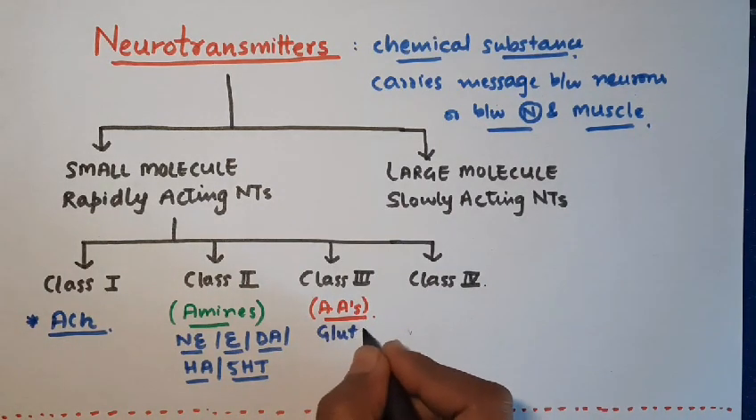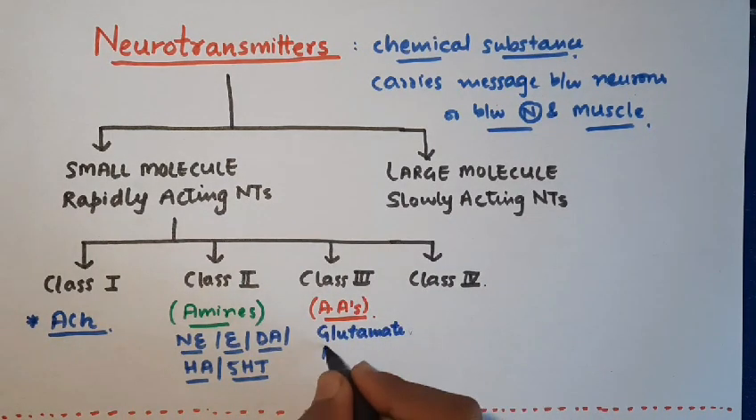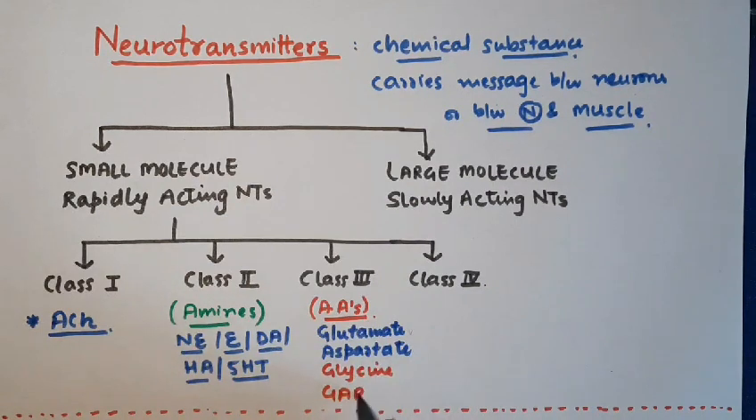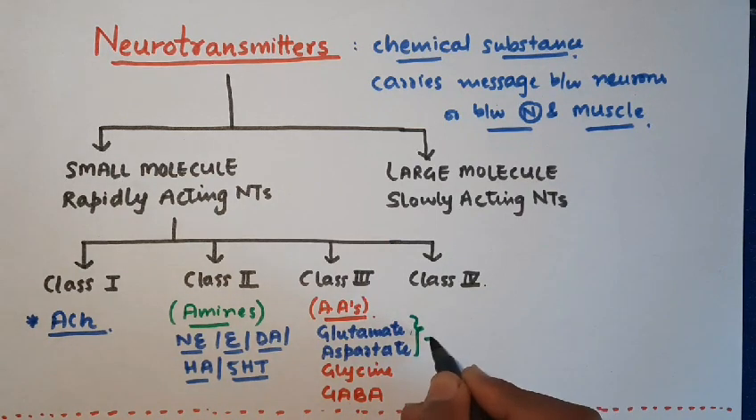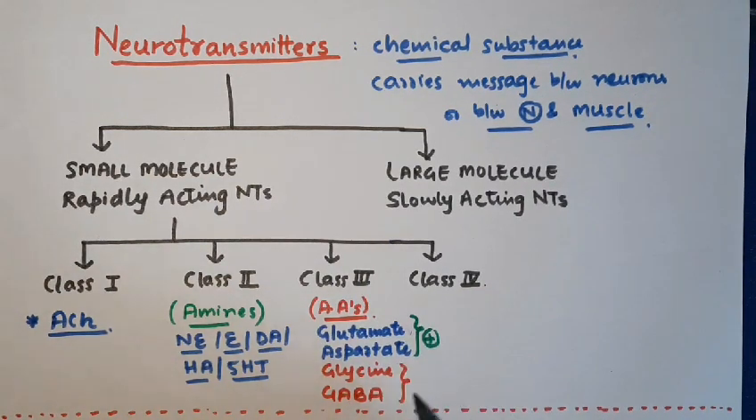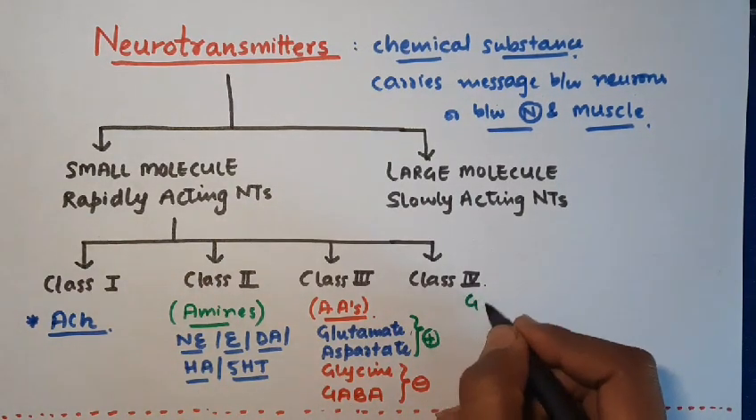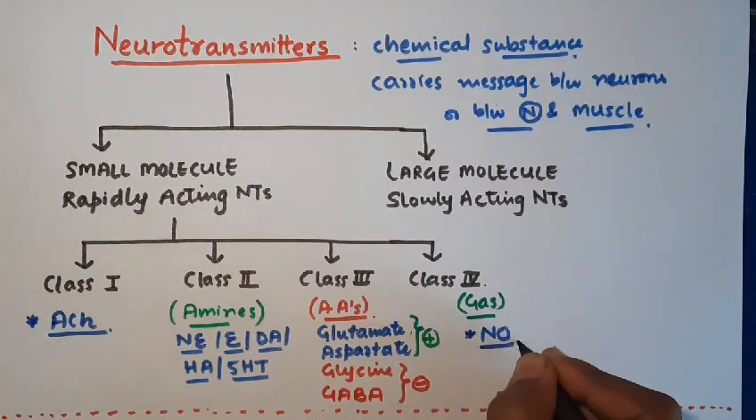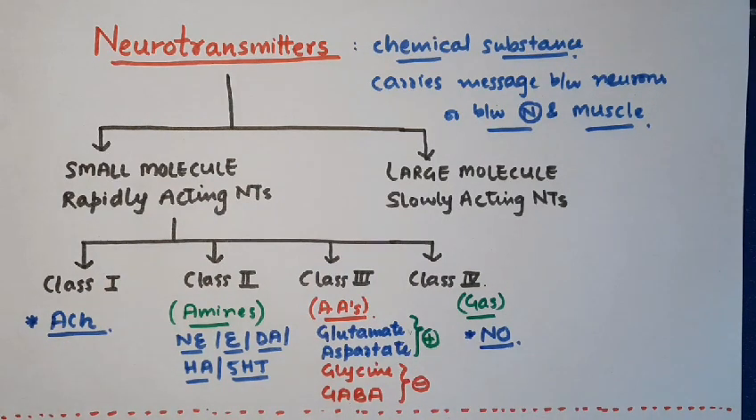These amino acids include glutamate, aspartate, glycine, and GABA. The reason why I'm using a different colored pen here is because the first two neurotransmitters, glutamate and aspartate, are excitatory neurotransmitters. On the other hand, the last two, glycine and GABA, are inhibitory neurotransmitters. Class 4 has only one neurotransmitter, which is a gas. It's called nitric oxide. So these are the different types of small molecule rapidly acting neurotransmitters, four classes.